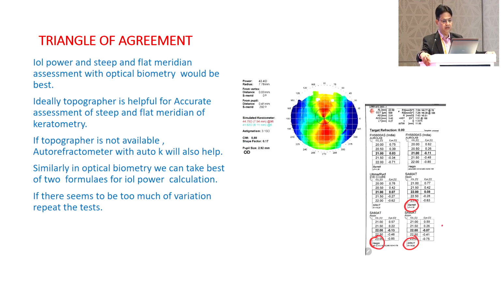This is another important thing I usually use in my practice, that is the triangle of agreement. I usually take 2 or 3 formulas and I use the best out of 2. And if the patient has severe astigmatism, I go for topography also, so at least we know what is the steep axis and the flat axis.